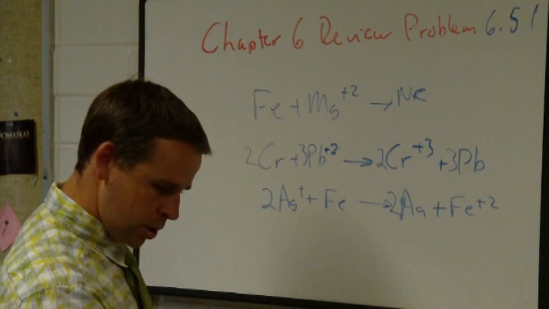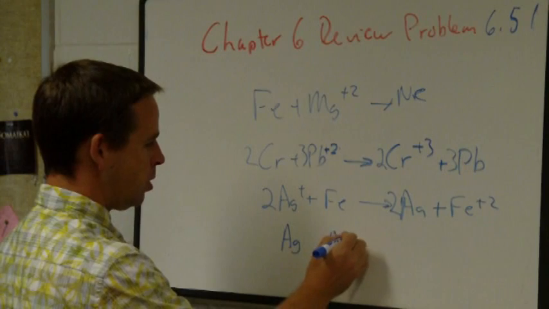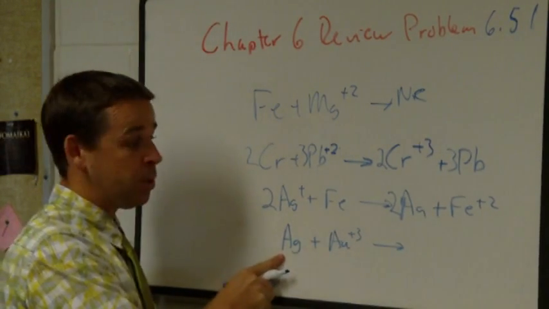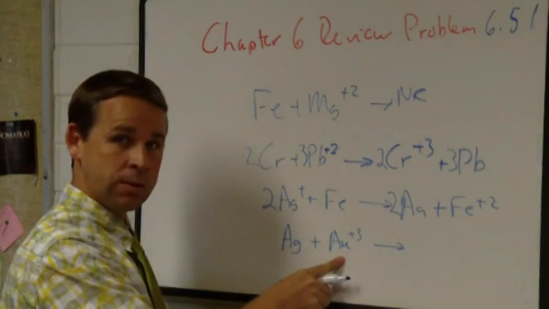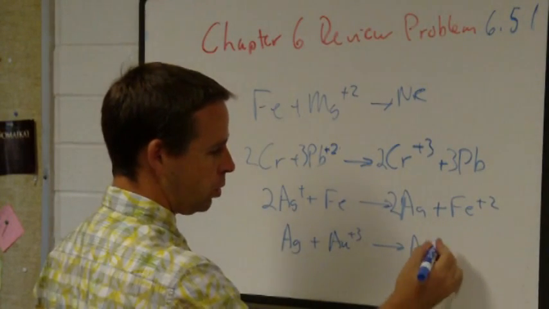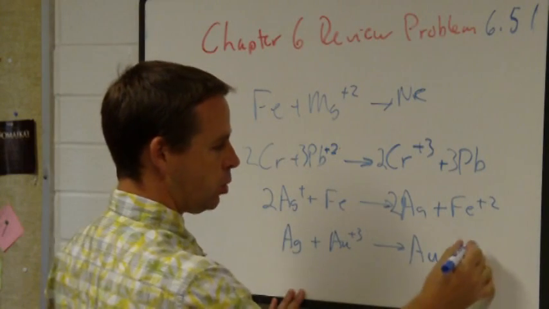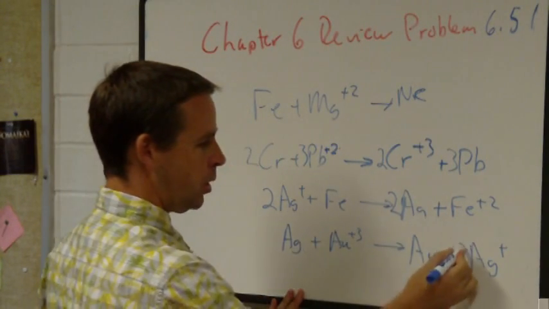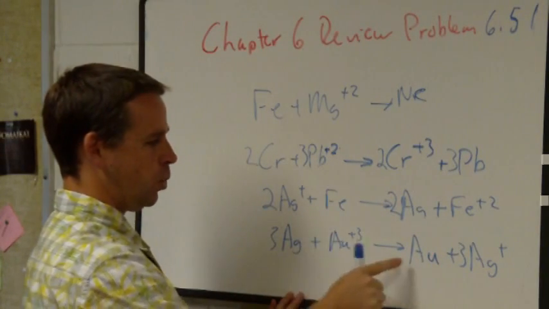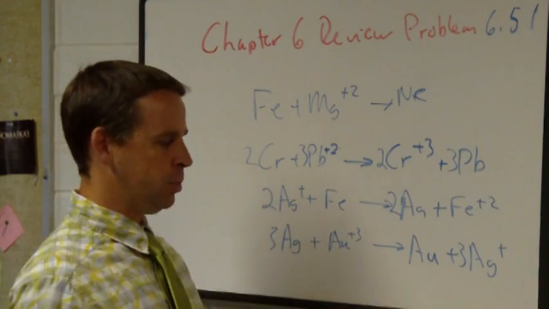The last one, silver metal and gold ion. Now, gold or silver is very noble, but gold is even nobler or less reactive, the metal itself. So we're going to go from the gold ion to the gold metal, and the silver metal is going to go to the silver ion. And we're going to need 3 of those silver ions because each one gives up 1 electron to give 1 ion of gold to a metallic gold.